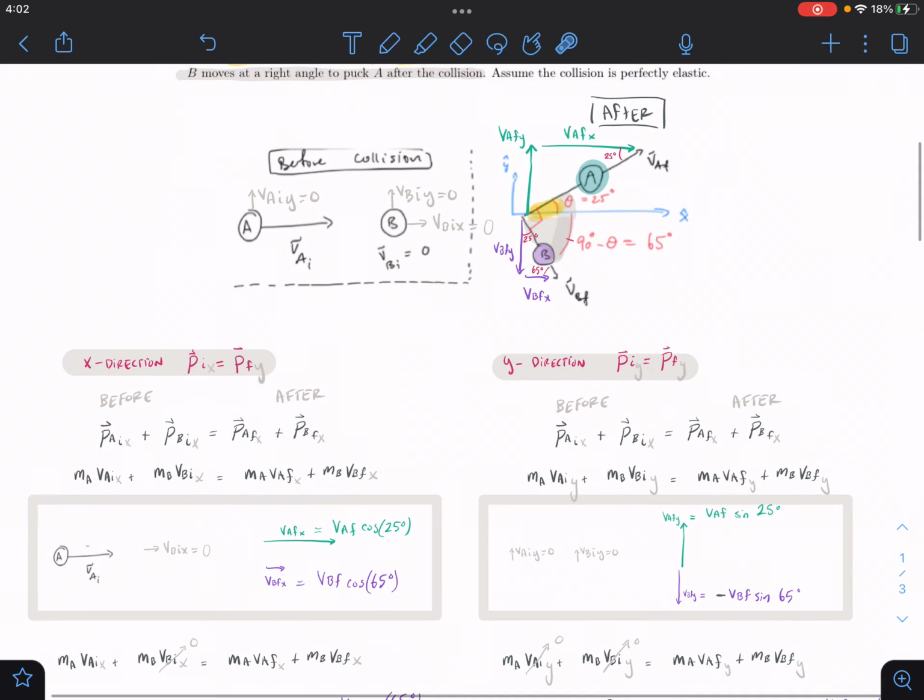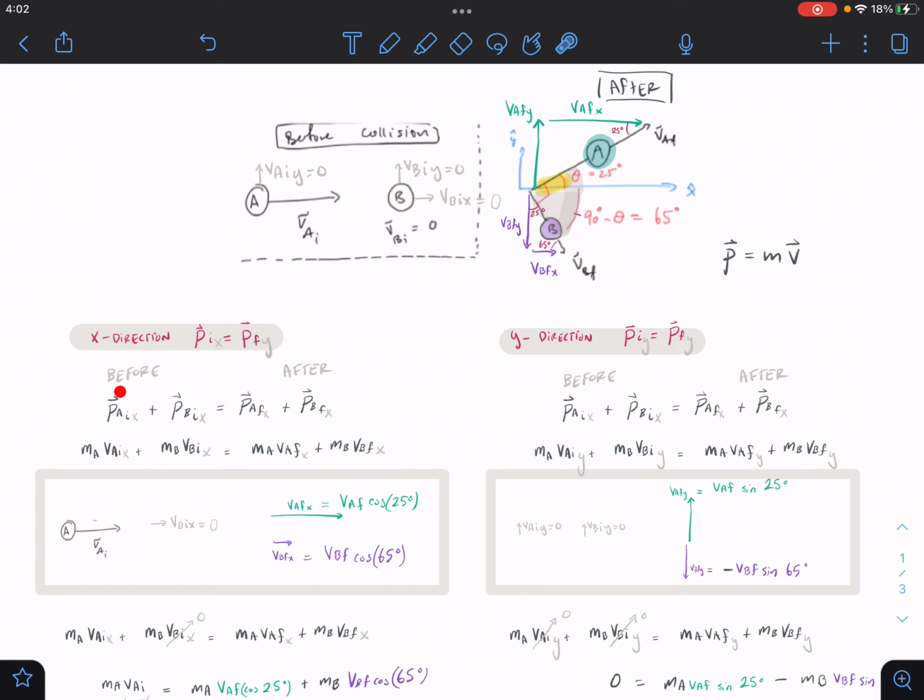It's just conservation of momentum, like the normal momentum equations where momentum is equal to mass times velocity. And you just have to break it up into component directions, right? So we have the initial momentum for A in the x direction, the initial momentum for B in the x direction, because momentum is a vector, and then the final momentum for A in the x, and the final momentum for B in the x.